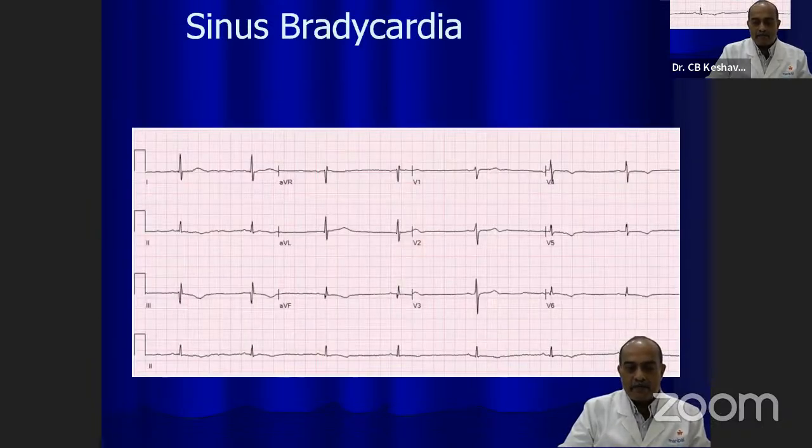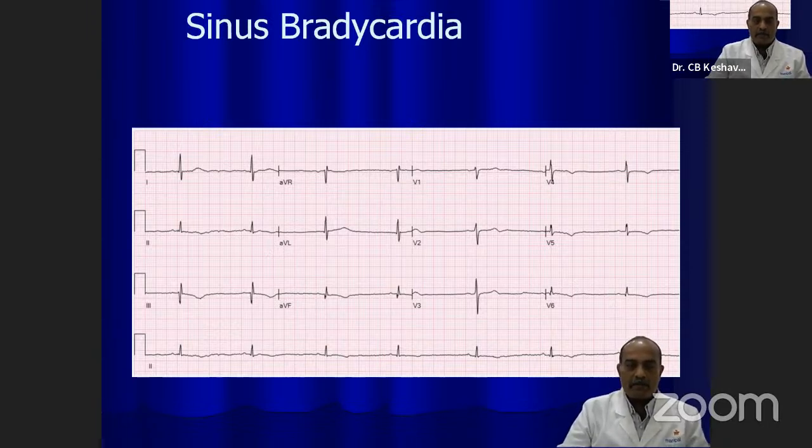Next is sinus bradycardia, where the heart rate has slowed down. Here you notice that the P wave and the QRS complexes are all normal. They are normal looking. There's no abnormality. They are fairly regular, and each P wave is followed by a QRS complex. But the rate is slower than 60 beats per minute. Then you term it as sinus bradycardia.